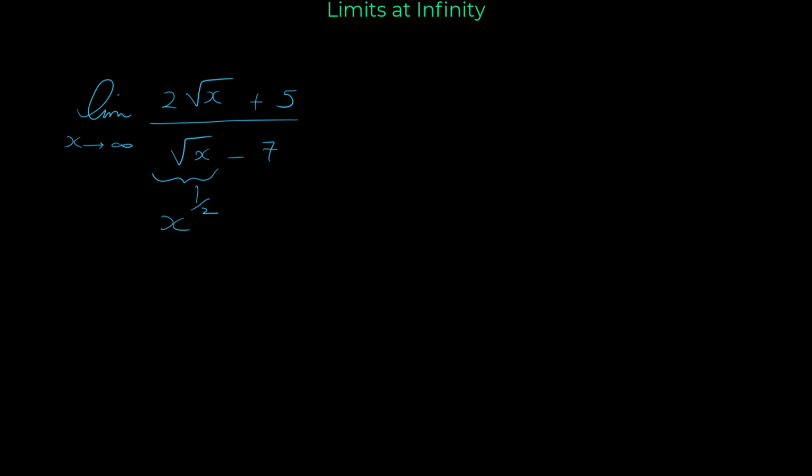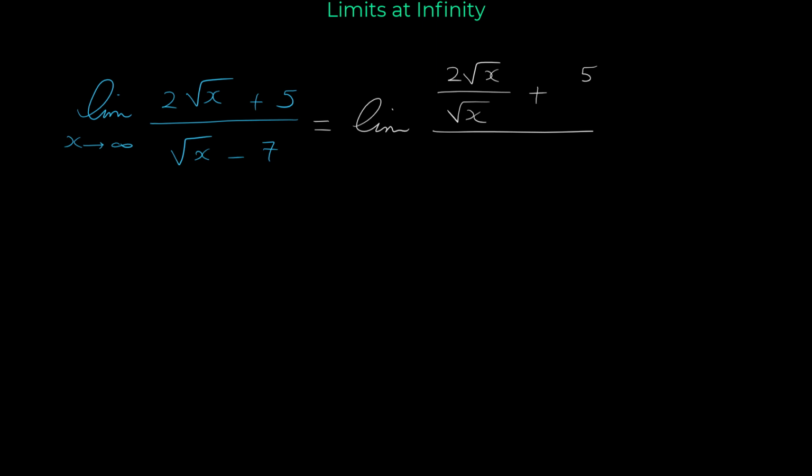And the other term is -7, which has no variable x. So in the denominator, the highest degree of x is x to the 1/2, or radical x. So for finding this limit, we can divide the numerator and denominator by radical x, or x to the 1/2. Then the limit would be like this: 2 radical x over radical x. We divide every term in the numerator and every term in the denominator by radical x.